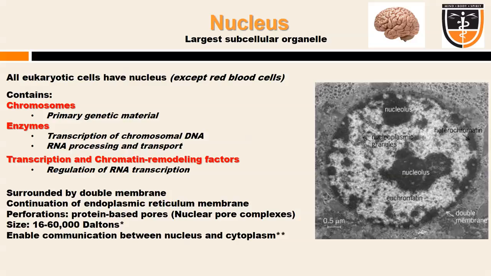The nucleus is surrounded by a double membrane. Actually, one of my colleagues who was doing a PhD with me did a huge 10-year study on specific nuclear pores. So, the nucleus has its own membrane, and this membrane is a continuation of the endoplasmic reticulum membrane. And this membrane of the nucleus has holes or pores, which are known as nuclear pore complexes.